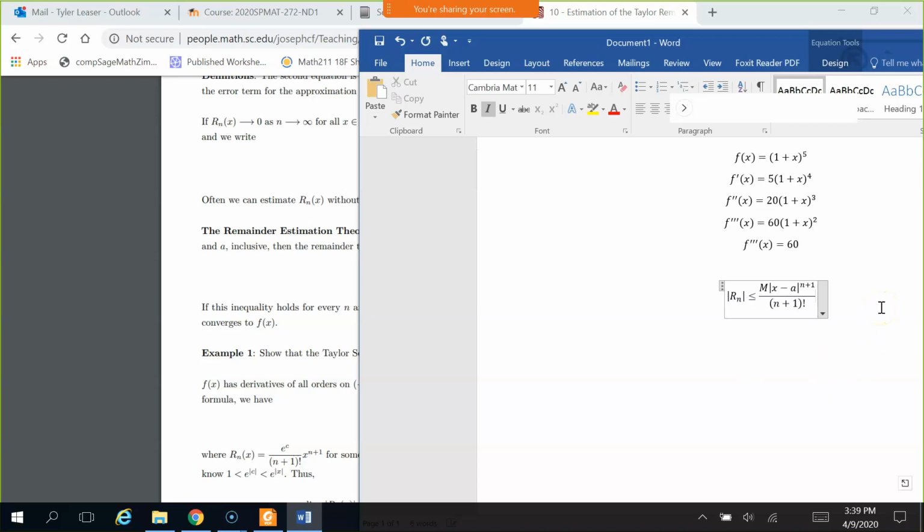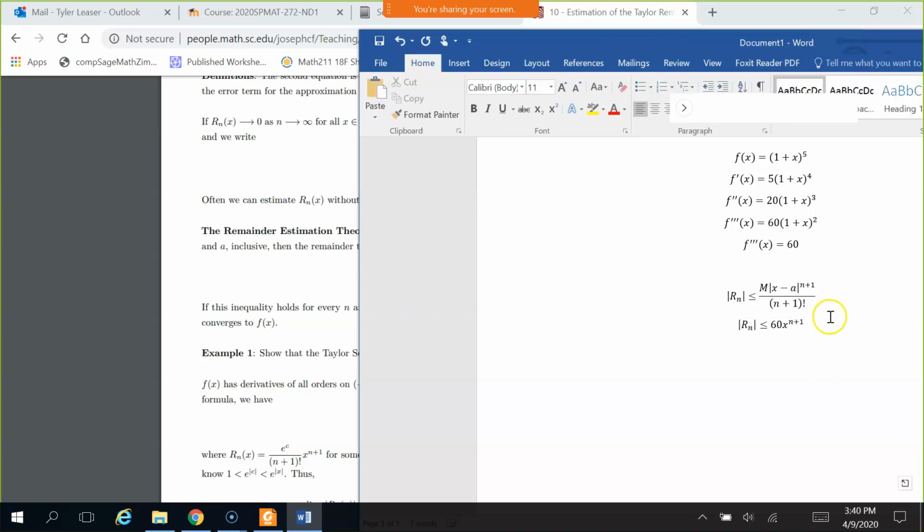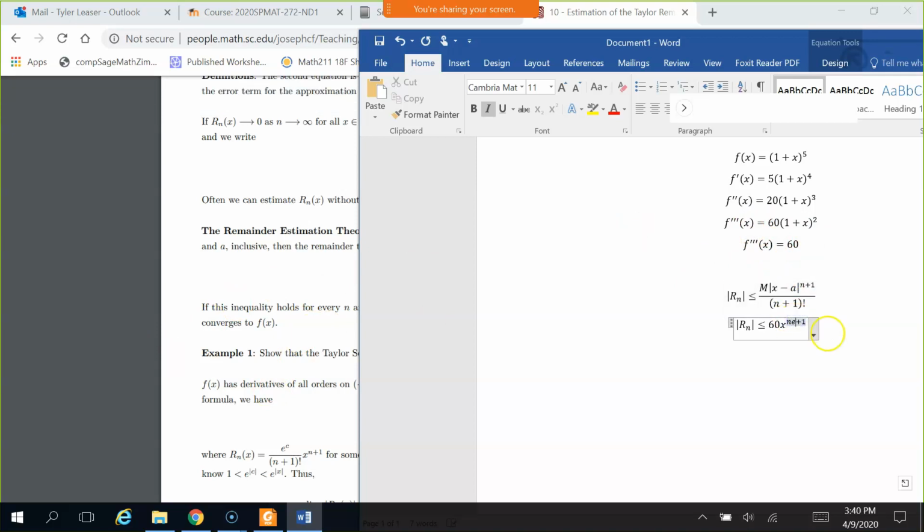So plugging in what we have, we just found out that that M is going to be 60. That's the upper bound of the third derivative. And then x minus a is really x minus 0. So this is just going to be x to the n plus 1. And then that's going to be divided by n plus 1 factorial. Remember that the n... I guess we can go ahead and plug the n in for this because we're on the third derivative. So we stopped at the second n value. So this needs to be 3.